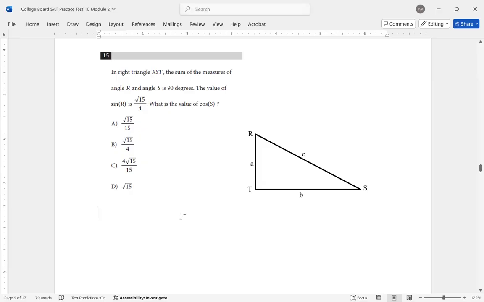Now, in order to know what's going on here, the thing we want to remember is the mnemonic SOHCAHTOA. SOHCAHTOA says that sine is equal to the opposite over the hypotenuse, cosine is equal to adjacent over hypotenuse, and tangent is equal to opposite over adjacent in a right triangle. So in a right triangle, SOHCAHTOA works.